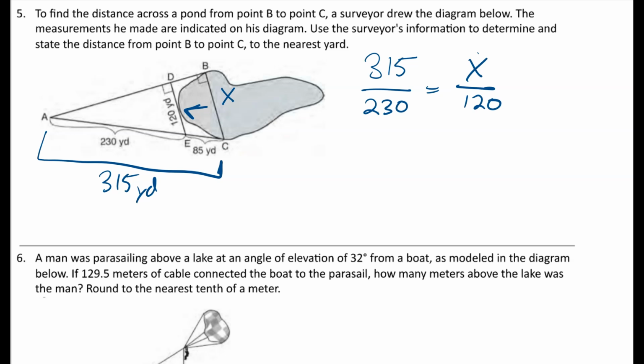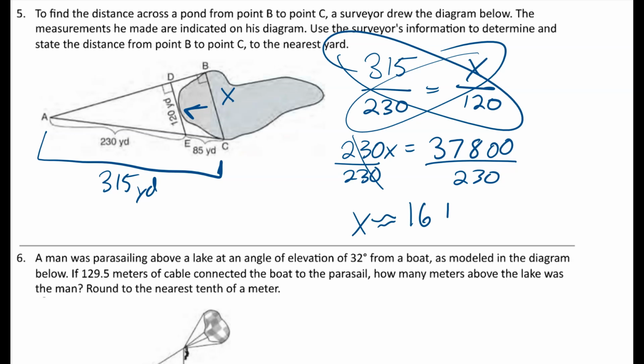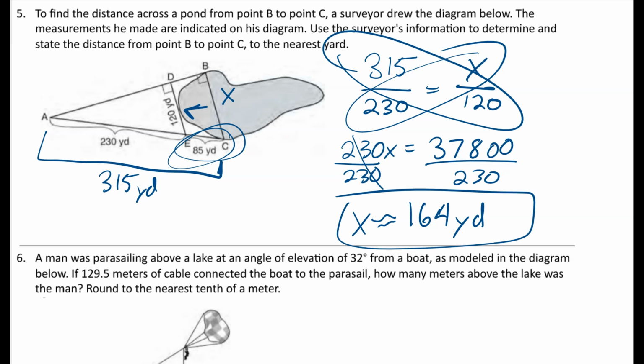Again, I'm going to cross multiply. 230 times x is just 230x. And 315 times 120, if you type that into your calculator, you should get 37,800. I'm going to divide out the 230. And it tells me to round to the nearest yard, so I shouldn't have any decimal places. So it's about 164 yards when I plug that into my calculator. So be careful not to use the 85 anywhere in your proportion, because that's not a side length of a triangle.